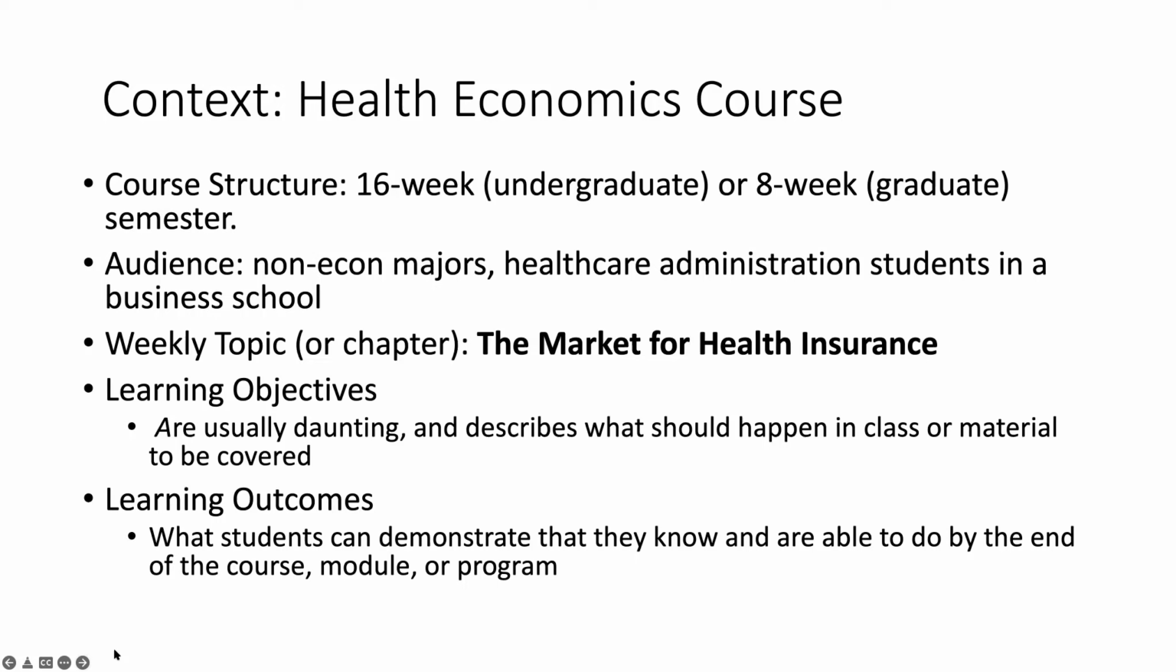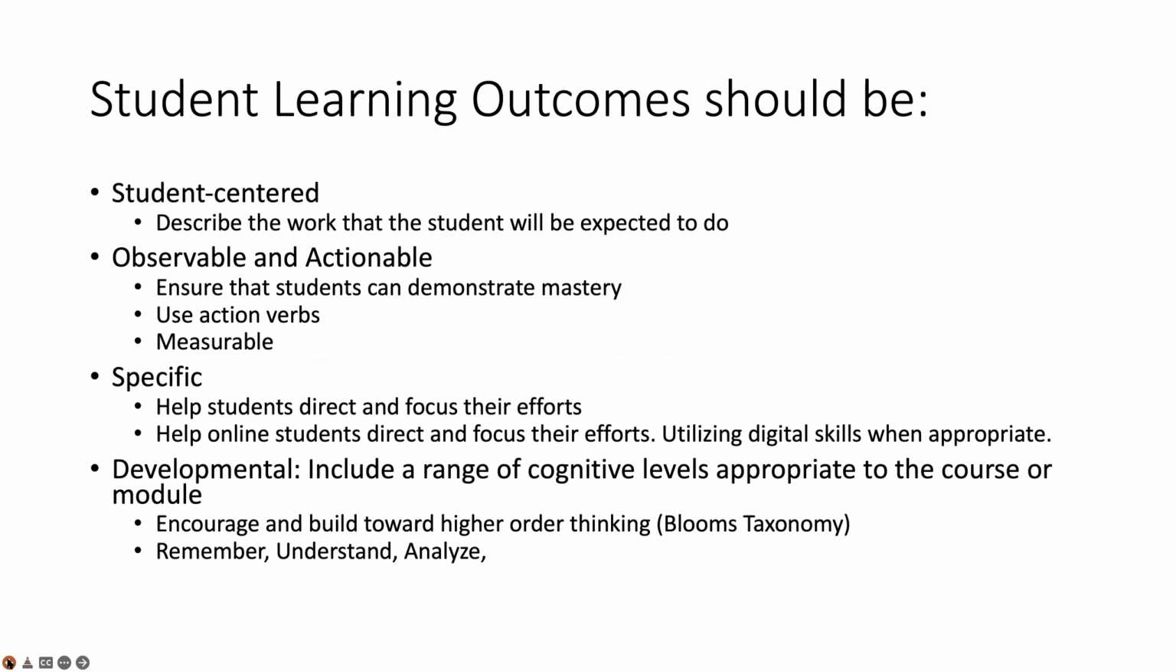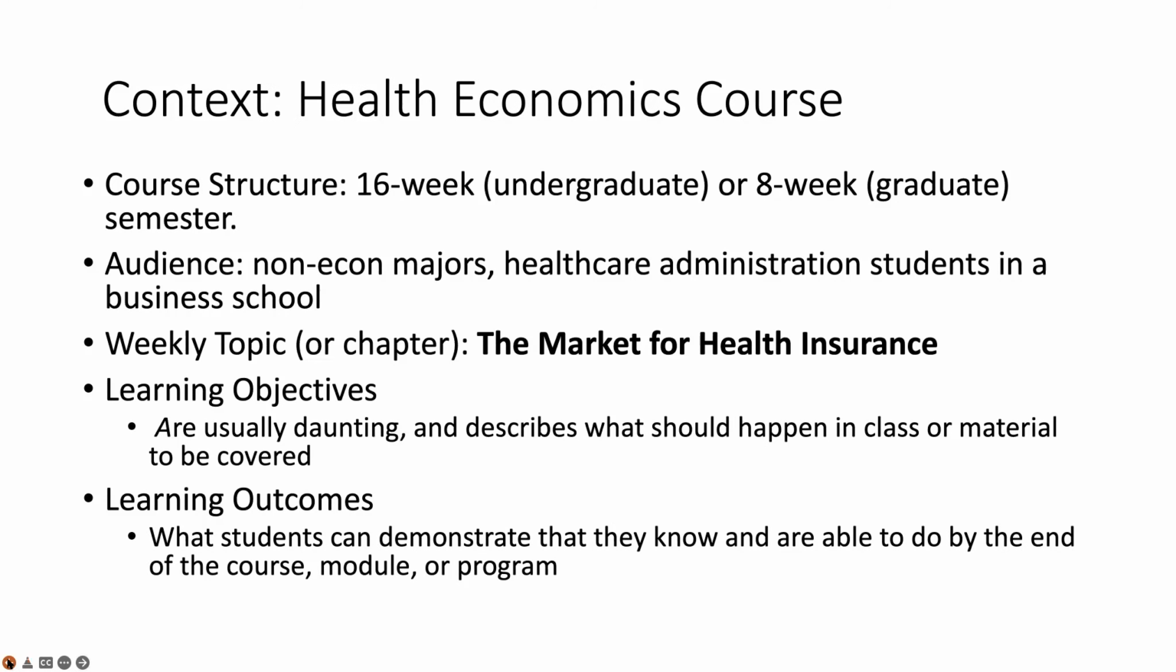So before I dive in, I also want to provide a distinction. I generally view learning objectives as describing what should happen in the classroom or the material to be covered. And I want to suggest that what we're calling powerful student learning outcomes, on the other hand, describe what the student can demonstrate that they know and are able to do by the end of the course or the module or the program. So it's distinguishing between what we sometimes call objectives versus outcomes.